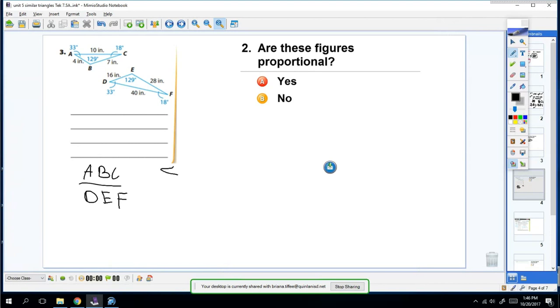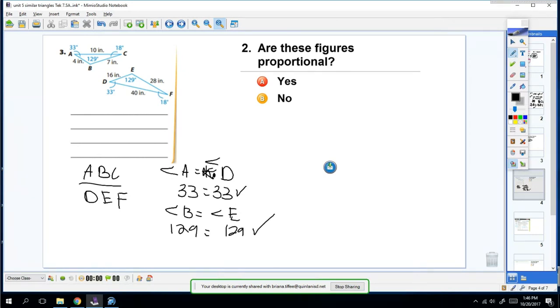So the first thing I'm going to look at is the angles again. Angle A is equal to angle D. Angle A is 33. Angle D is 33. Okay, so we're good so far. Now angle B to angle E. Angle B is 129. Angle E is 129. We're good. Last check for the angles: angle C is equal to angle F. Angle C is 18. Angle F is 18. Okay, so it is similar so far.